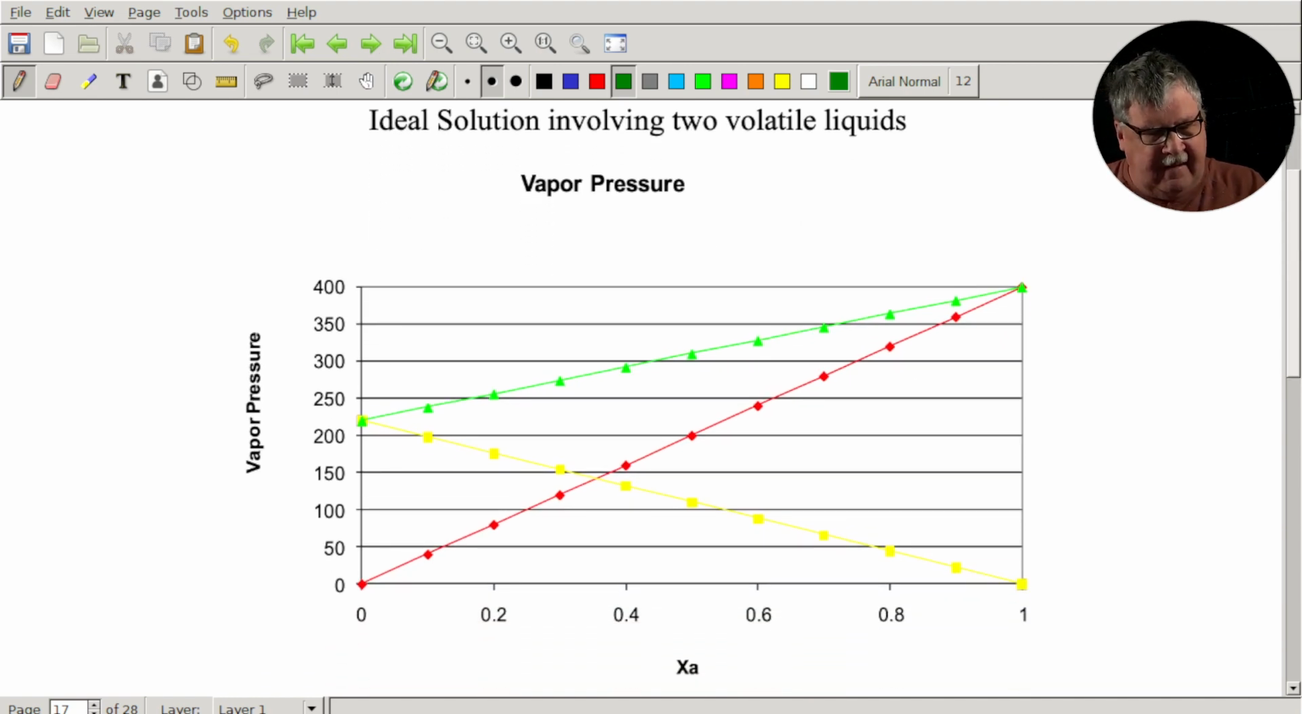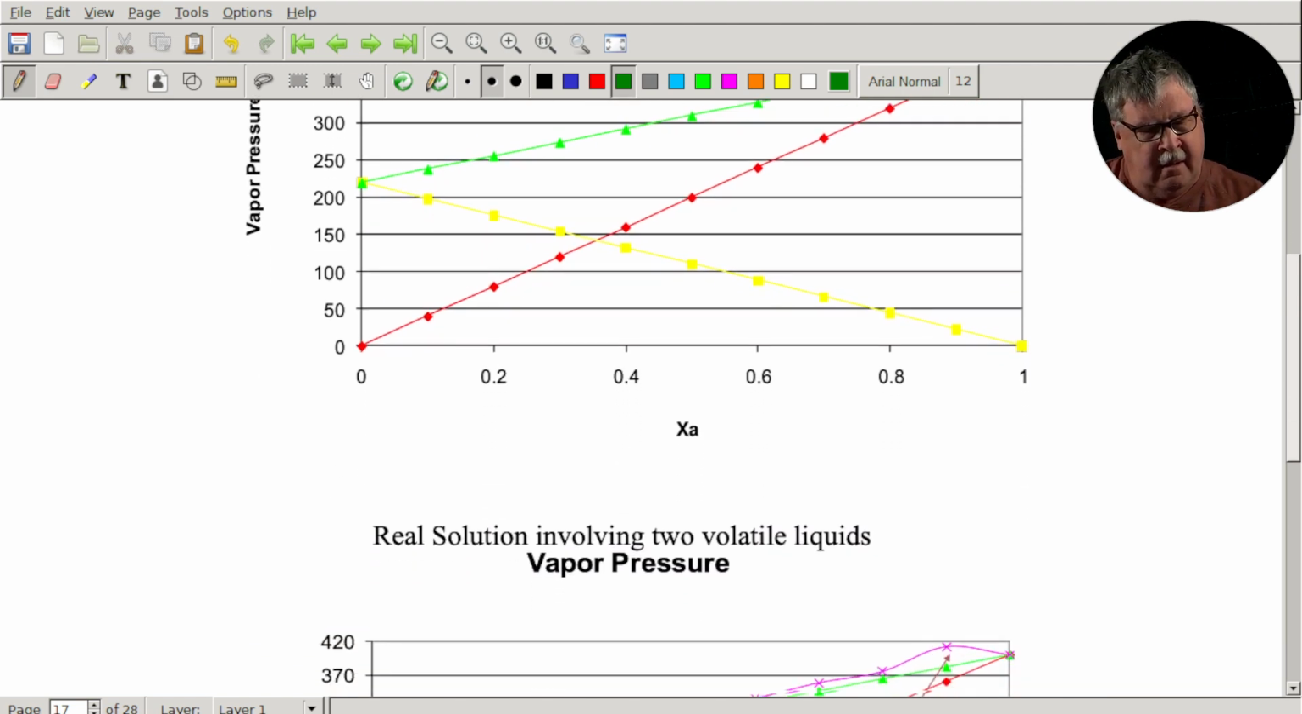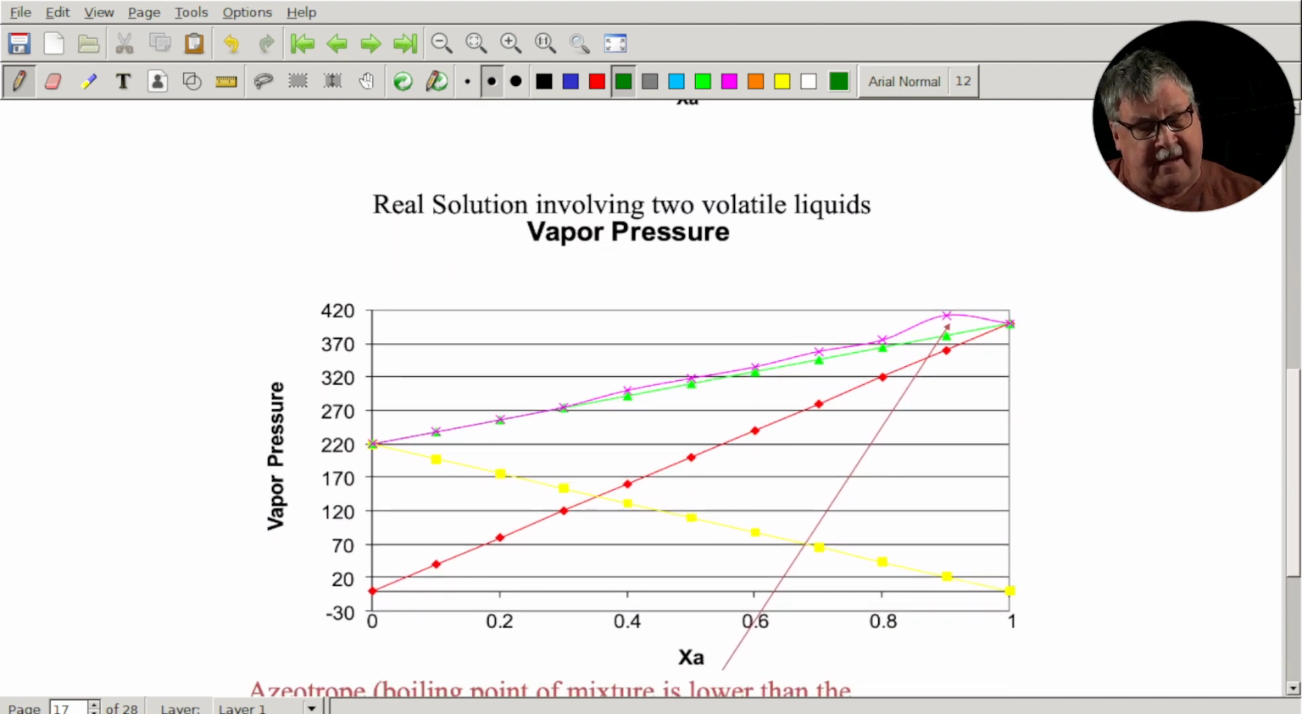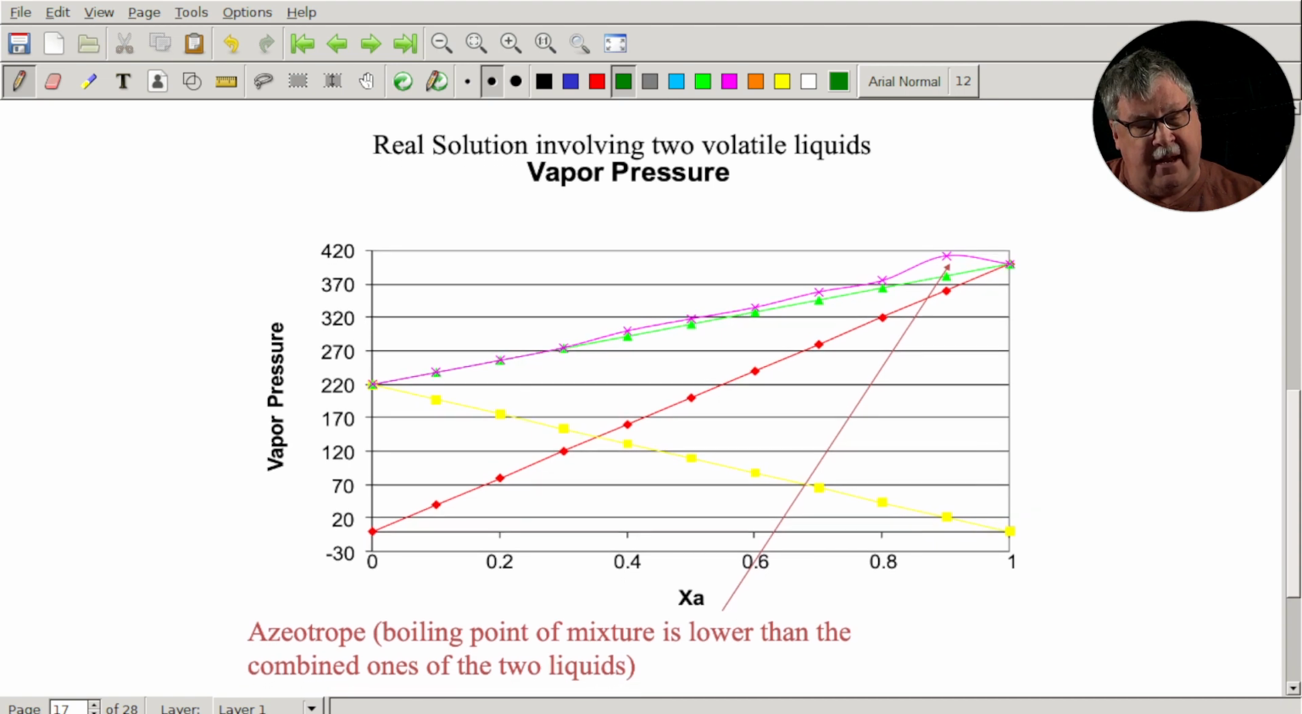Okay, so if we have ideal behavior, then we see something like this. Again, we see a linear relationship between mole fraction and vapor pressure. In this particular case, though, it's the sum of the two. But here's the thing. With some solutions, you get deviation from ideality, something like this. You can see the pink trace up above. You get this bulge above that ideal line.